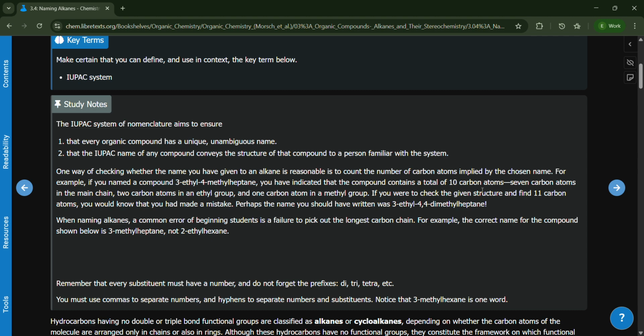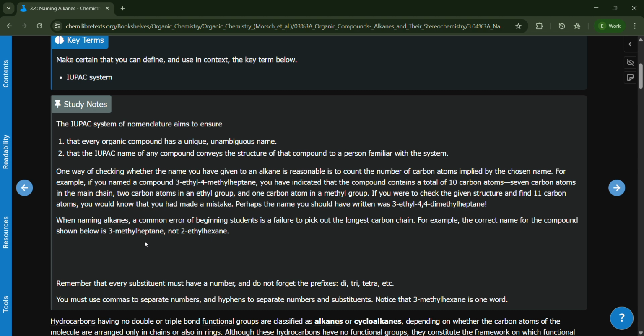3-ethyl-4-methyl. Okay. Of 10 carbon atoms, 7 carbon atoms is the main chain. Two carbon atoms in an ethyl group and one carbon atom in a methyl group. If you were to check the given structure and find 11 carbon atoms, you would know that you had made a mistake. Perhaps the name you should have written was 3-ethyl-4,4-dimethylheptane.